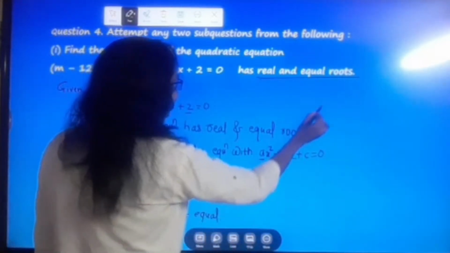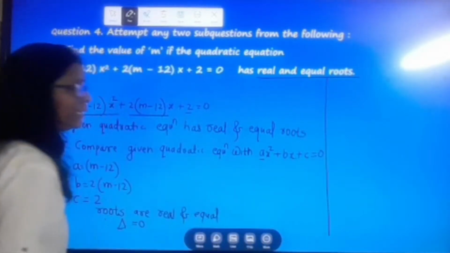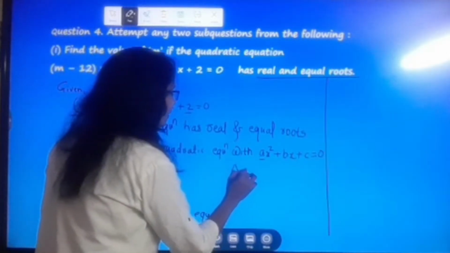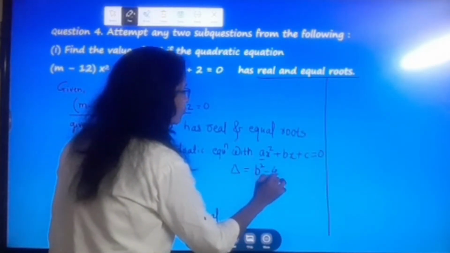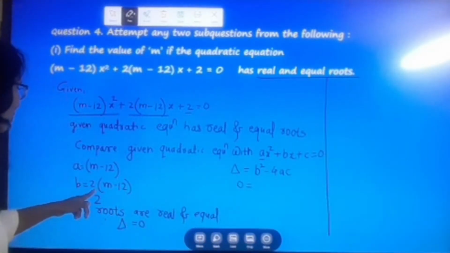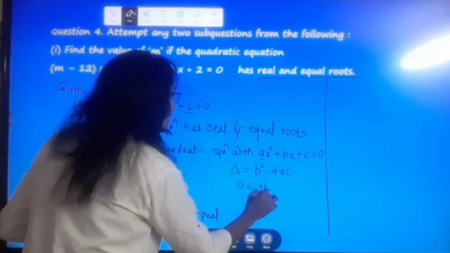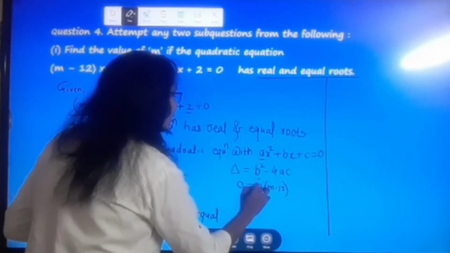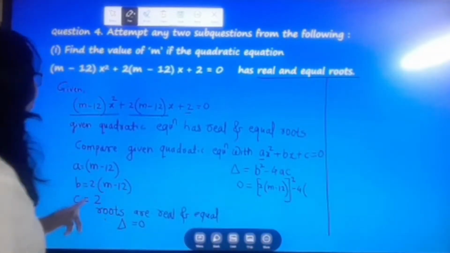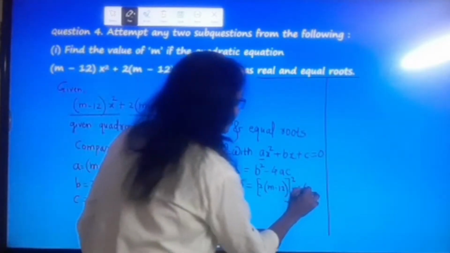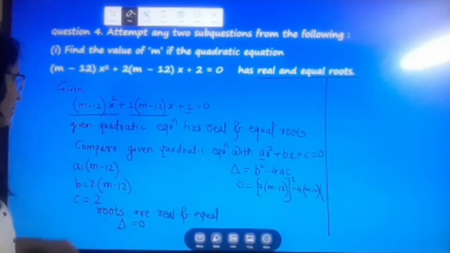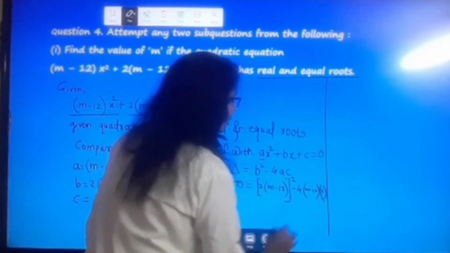So what is the delta, students? Delta is b square minus 4ac. So here I write delta is equal to b square minus 4ac. That means 0 is equal to b square. What is the b square, students? Here 2 in the bracket (m minus 12), whole bracket square, minus 4 multiplied by a, that is m minus 12, and then c here, students, c is 2.